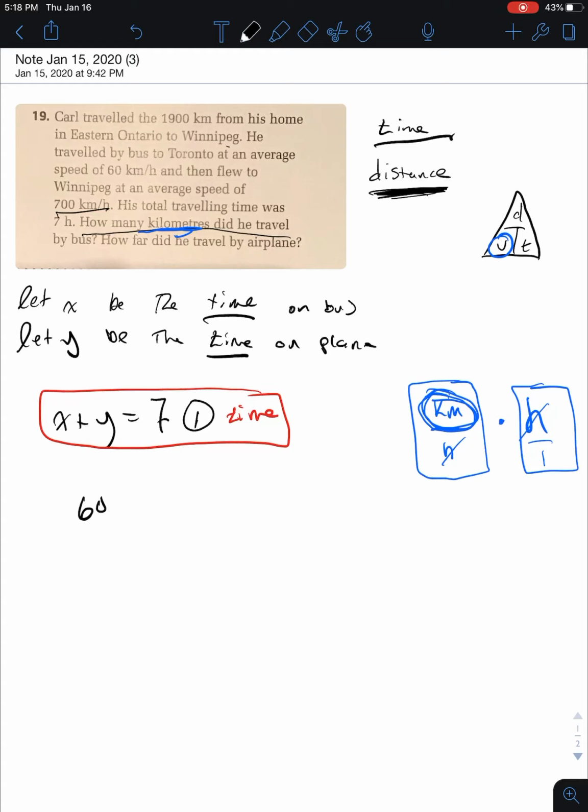I don't remember. X was for the bus. Oh, yeah. Right? So I take 60 kilometers per hour for the bus and multiply by x, because that's how long I spent on the bus, and add it to the speed of the plane, which is 700, and multiply it by how long I spent on the plane, which I don't know. It was y. Okay.